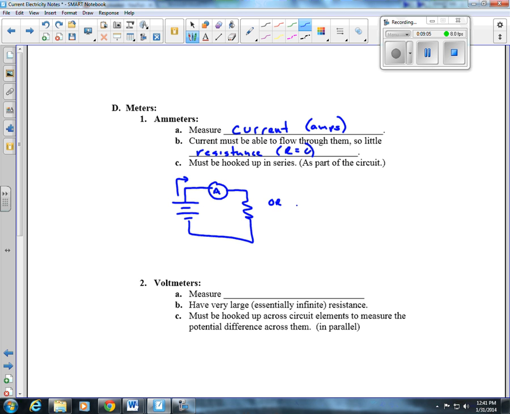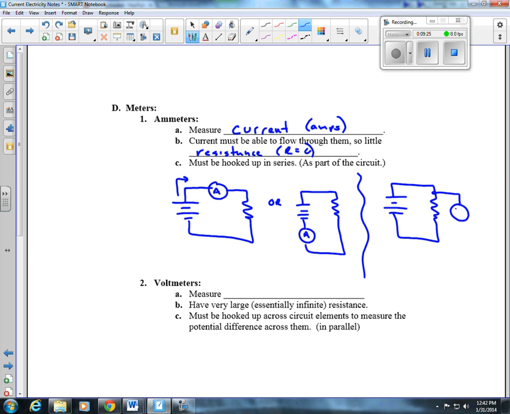Now, you could also do it, something like this. Anywhere along where it is part of the circuit is going to be okay. What you can't do is this. You don't put it around things like around that.